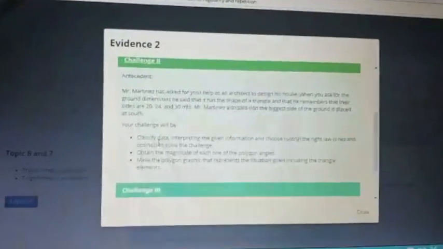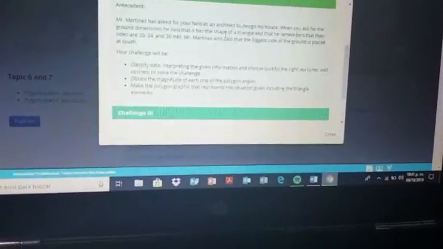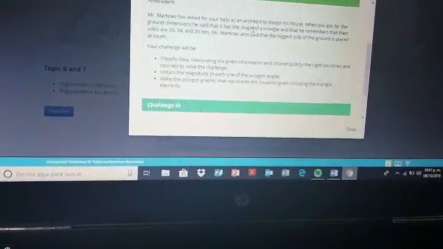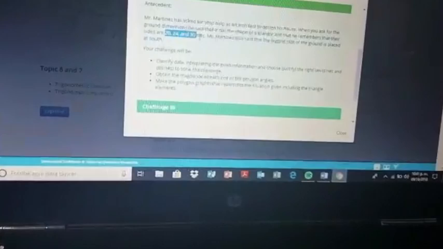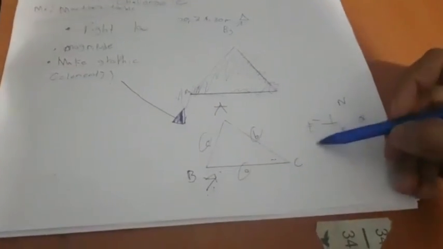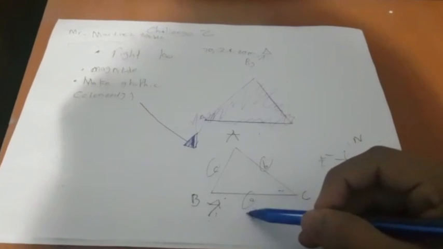As you can see, evidence number 2 is challenge number 2. Mr. Martinez asks an architect for help to design his house. When asked for the dimensions, they say that it has the shape of a triangle and that the measures of its sides are, this is important, 20, 24, and 3 meters. The biggest side of the ground is placed at the south. So as we can see, north and south, we place the south right here.